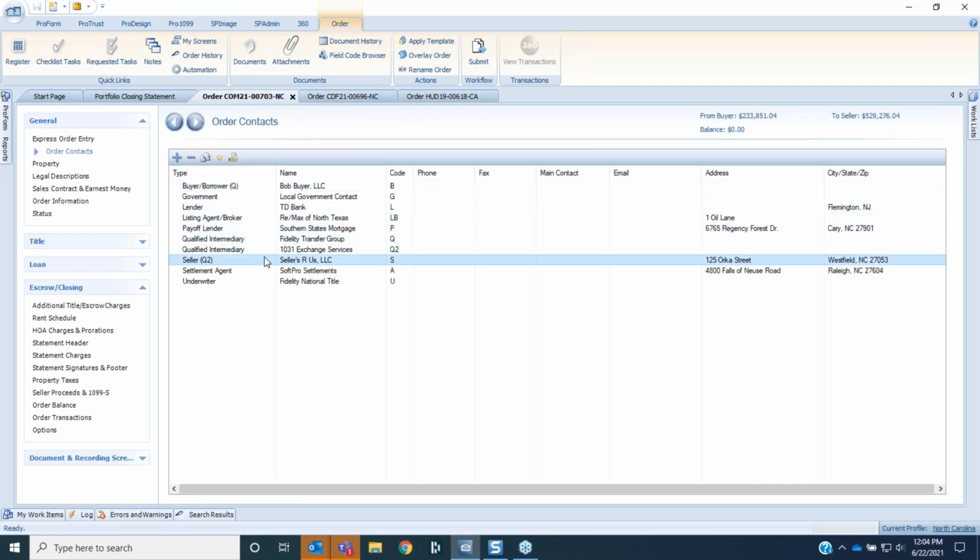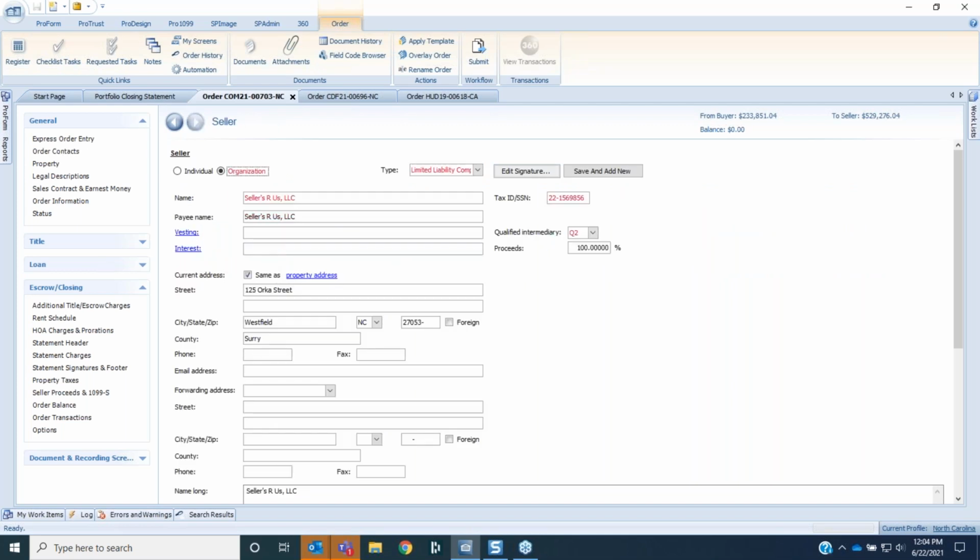And if I come into my seller, you'll see that that code is Q2, which is directing the relationship between the second qualified intermediary to be tied to the seller. So I've got money coming in from a QI and going out to a QI, and they are separate companies.